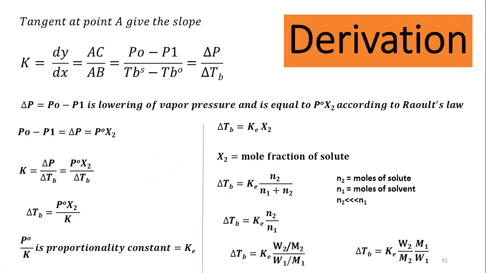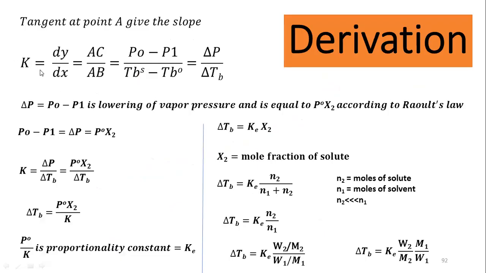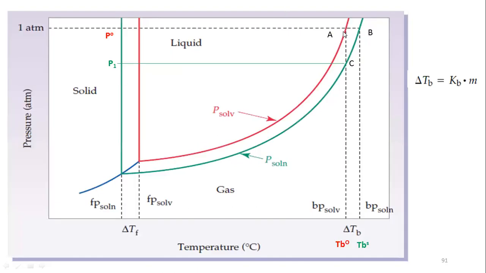Now, by taking the tangent at point A, I want to get the slope of this line. The slope is the change in y over the change in x. The change in y is from A to C, and the change in x is from A to B. Let's suppose the slope is k, and this is dy over dx, the change of values on the y-axis and the change of values on the x-axis. Here dy is AC and dx is AB, as given over here.